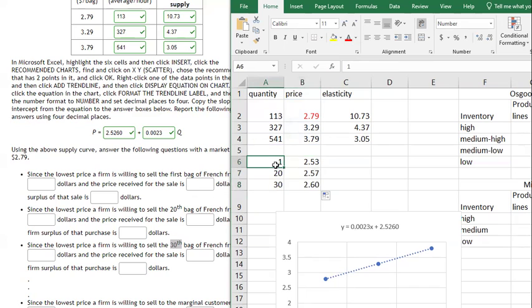And notice when the quantity supplied is 1, the minimum price a firm will accept to produce that bag is $2.53, which is the value of the intercept rounded to 2 decimal places, right? Now, at the 20th bag, the firm is willing to sell that bag for as low as $2.57. And at a quantity of 30, that firm needs at least $2.60 to produce 30, right?